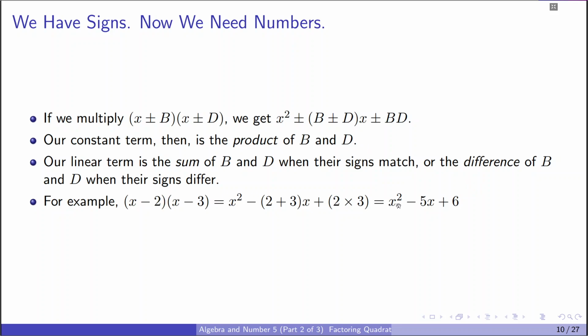So if we were to start with x squared minus 5x plus 6, we could ask ourselves, right, the sign is positive, that means the signs are going to match. The middle sign is negative. That means that the signs are both going to be negative. So then we need numbers that multiply out to 6, but add up to 5, and that's 2 and 3.